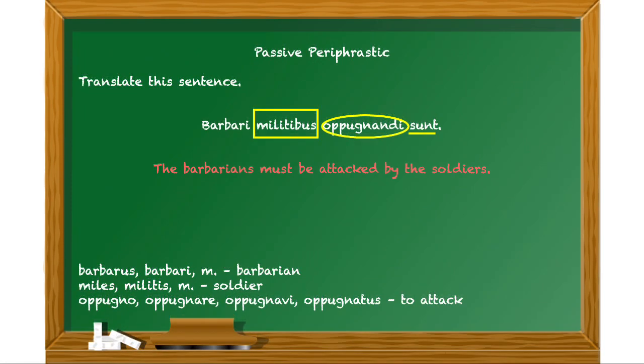And you should have come up with something like, the barbarians must be attacked by the soldiers. And of course, you could have had the barbarians ought to be attacked or the barbarians should be attacked. But at any rate, it's expressing obligation or necessity. And that is really all there is to the passive periphrastic.